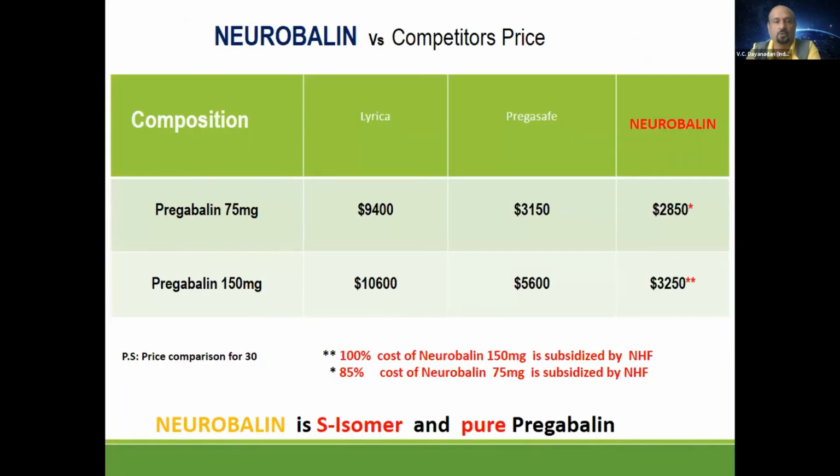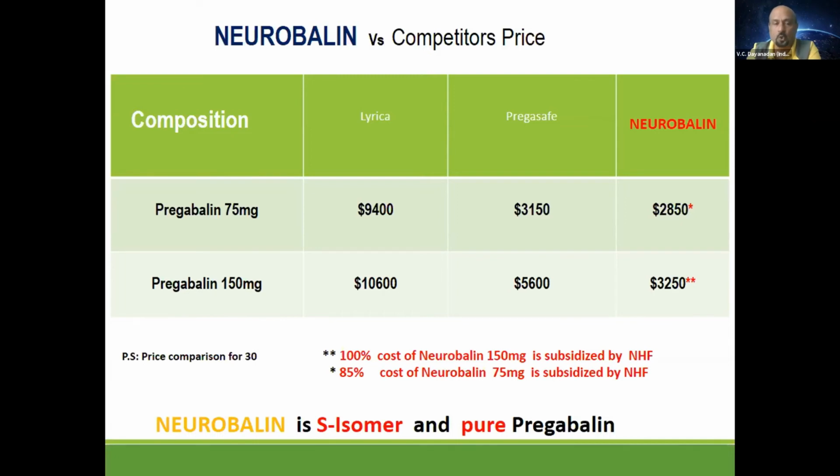That's where, as you can see, the cost of treatment of Neurobalin is the most affordable in the Caribbean. Just to give an idea, doctor, the 75 milligram, a pack of 30 pills, Neurobalin is $2,850. You can look at the cost of other brands for the same 30 pills, how much they are. We have 150 milligram, which is just $3,250, whereas the other brands of pregabalin are way more expensive than Neurobalin.